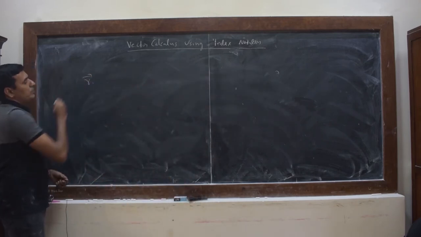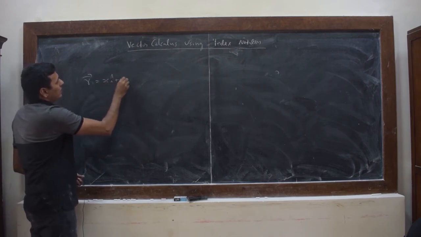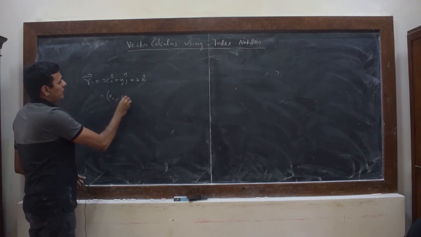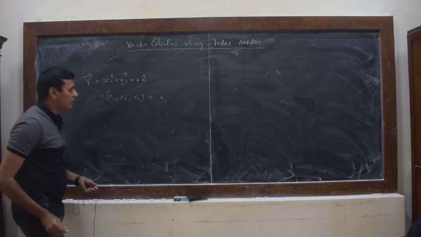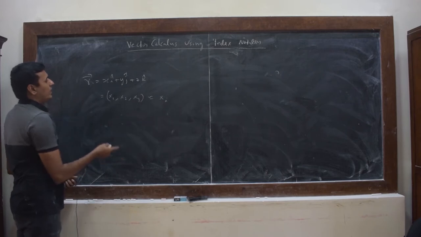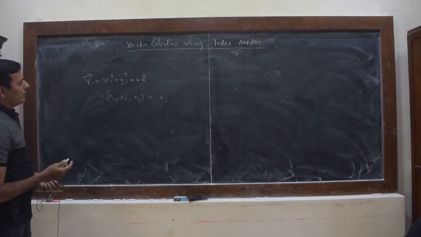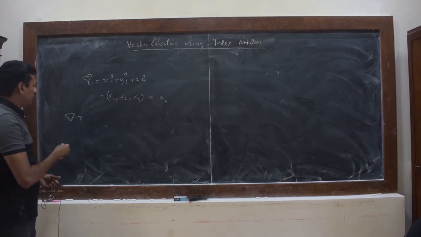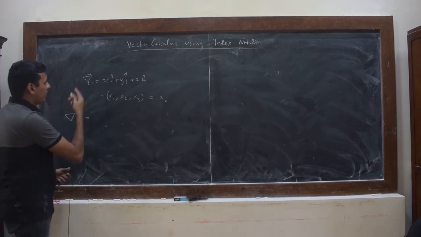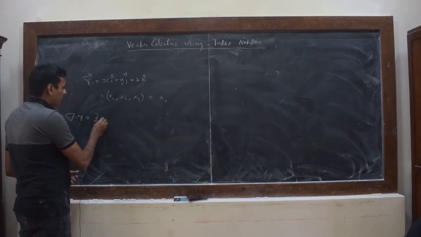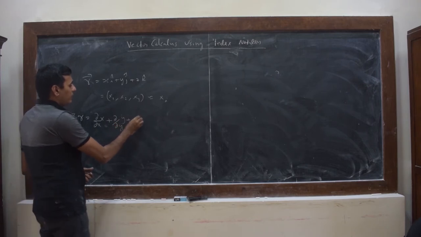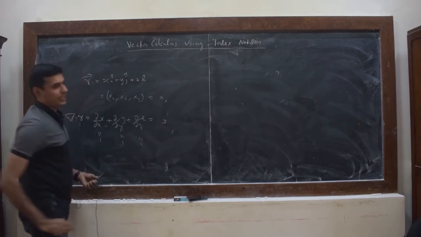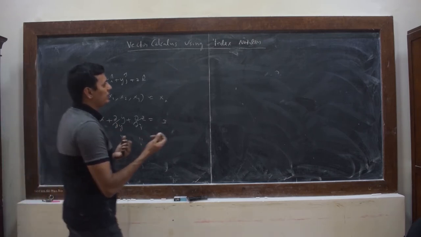Now your usual radius vector r is equal to x i plus y j plus z k. Or you can write its components as x1, x2, x3, or basically xi. The components of the radius vector r are denoted by xi, where i runs from 1, 2, 3. Now let's look at del dot r. Del dot r is del by del x of x plus del by del y of y plus del by del z of z. Each of these is one, so you get a total of three.